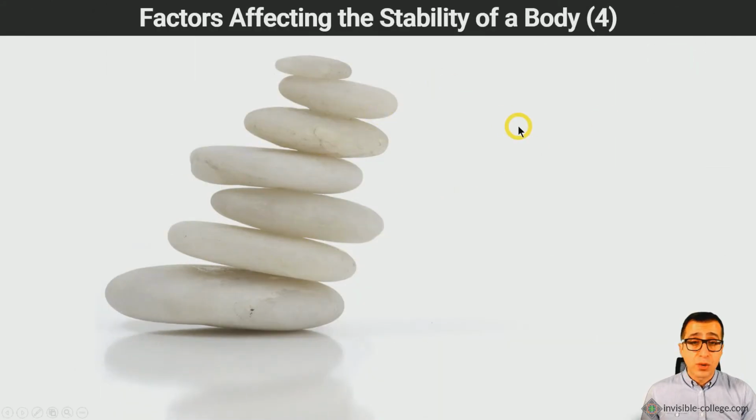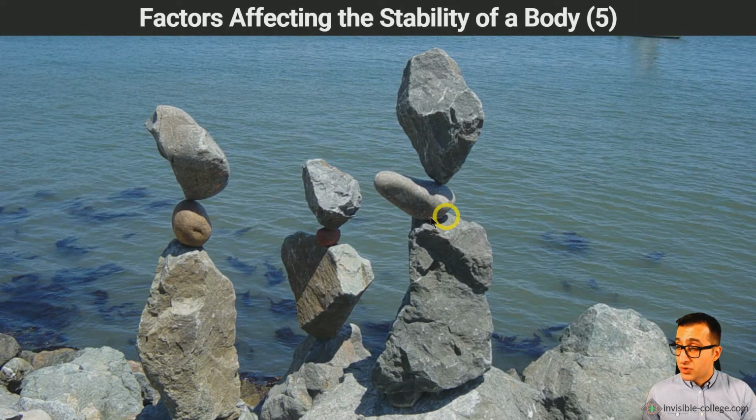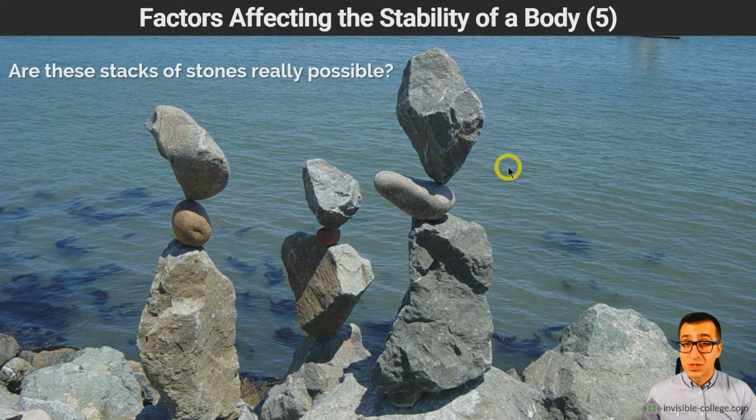So, for example, these stones have been placed in an unstable equilibrium. If you were to push on these, the whole pile would probably fall over. Now, you might want to consider whether or not this arrangement of stones is actually possible or not. I willingly accept any answers here.